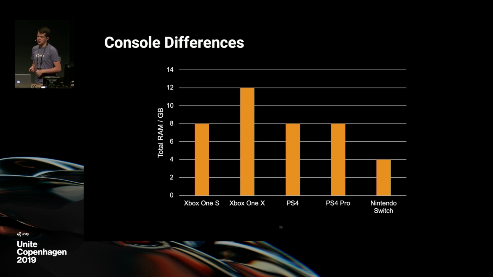The total amount of RAM on each console varies considerably. You've got 4 gig on the Nintendo Switch, all the way up to 12 gig on the Xbox One X. Again, the full list of differences between consoles is long, but I hope you can appreciate the range of specs that you'll be dealing with. Those of you with powerful development PCs should also recognize how different the console specs are to your own hardware.